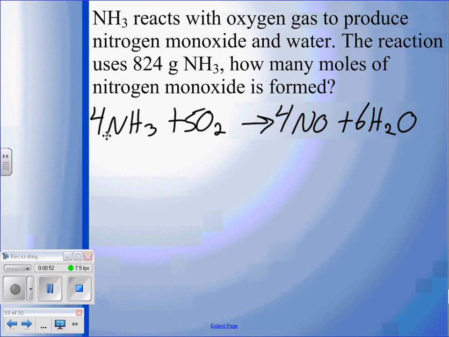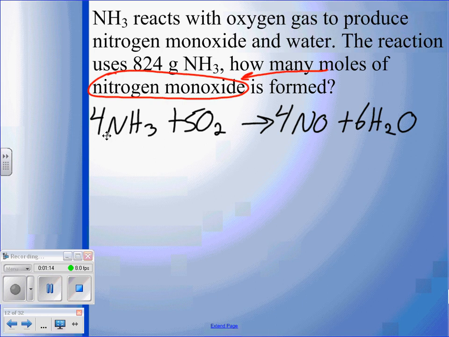So what's my final answer here? What am I looking for? Okay, it says a reaction uses 824 grams of NH3. How many moles of nitrogen monoxide is formed? So look at what you got here. I'm looking for nitrogen monoxide and how many moles of that. That's what I'm looking for in the end.